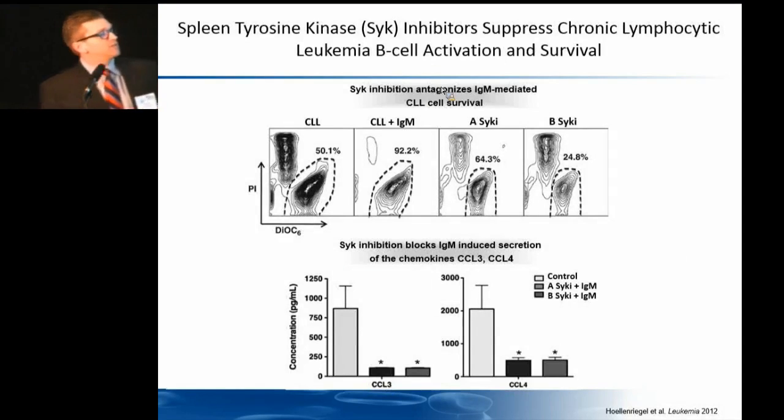So if you look at a SYK inhibitor, this is work that was done by Jan Burger's group. You could see, using similar experiments, cross-linking, you see this pro-survival effect, which then could be overcome by the use of different SYK inhibitors. And once again, similar to PI3K delta, when you cross-link IgM, you see this increase of CCL3 and CCL4, which can be inhibited by SYK inhibition.